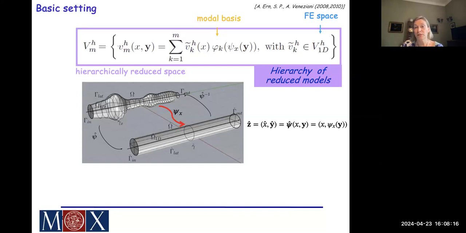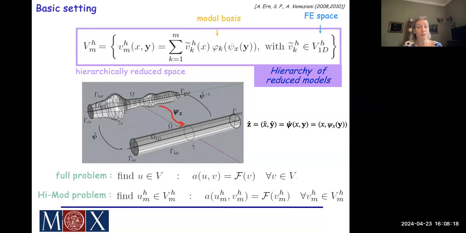So these are the main ingredients to state the hi-mod formulation. The hi-mod reduction, the hi-mod approximation applies essentially to the weak form of your full problem, here formalized in the standard search of a function u belonging to a space V, such that the following equality is satisfied for each test function v in the space capital V. And at that point, the hi-mod problem simply reads in the same way.